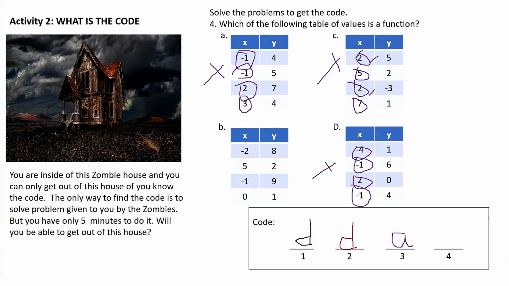How about letter B? The x values are negative 2, 5, negative 1, and 0. As we observe, there is no repetition of the x values. So therefore, letter B is a function. That is what we are looking for, a function. The fourth letter of our code is letter B. So this is our code. If you get the correct code, then you can get out of the zombie house.